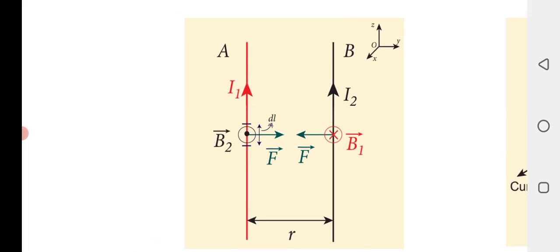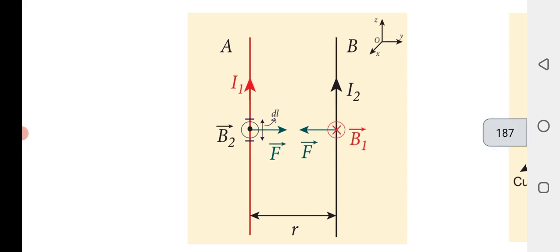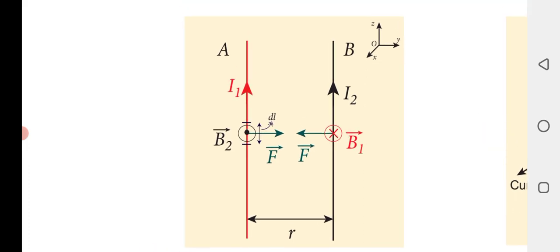Before that, we have to see the parameters. The magnetic field produced by I1 is represented as B1, and the magnetic field produced by the current I2 in conductor B is B2, because the magnetic field always is produced around the conductor. That's why I1 is mentioned for conductor B and I2 for conductor A.